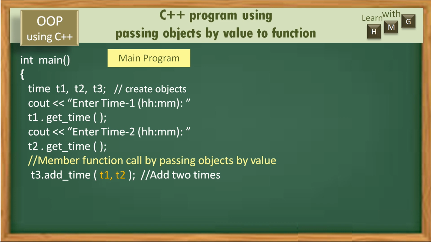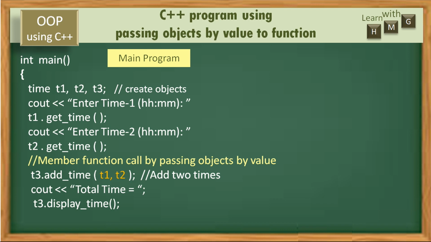So here the add time function is called by the T3 object, and T1 and T2, these two objects, are passed as arguments to add time. So here T3 is acting as the calling object and T1 and T2 are argument objects. The total time will be displayed by calling the display function, and the total time is available in the T3 object, and that's why the display time function is called by the T3 object.